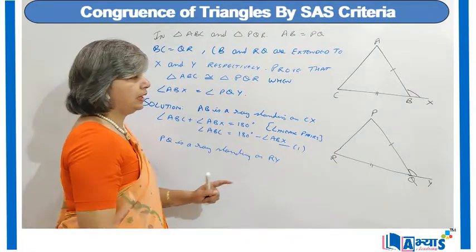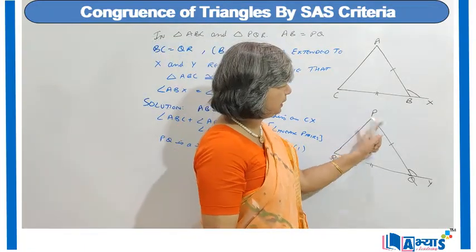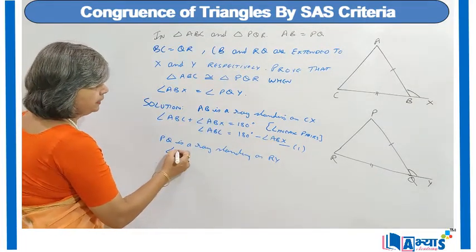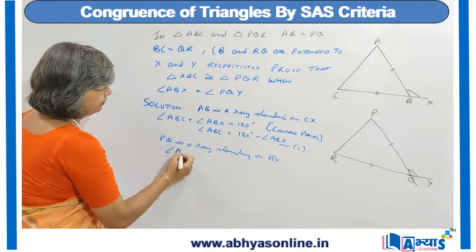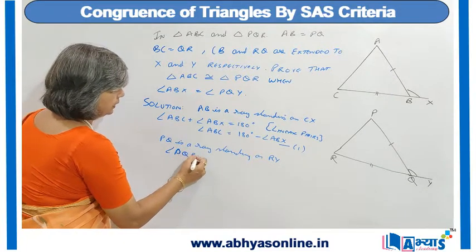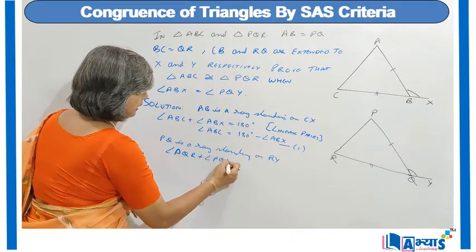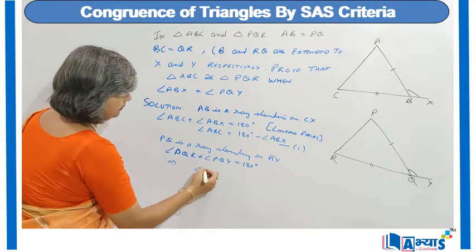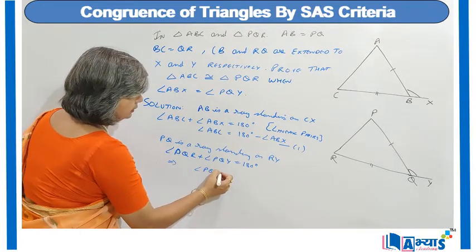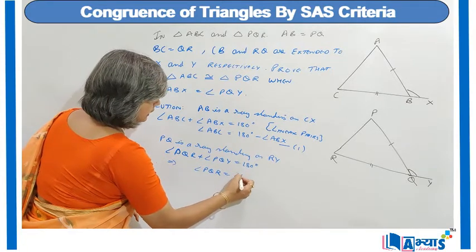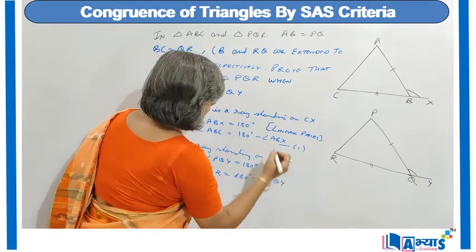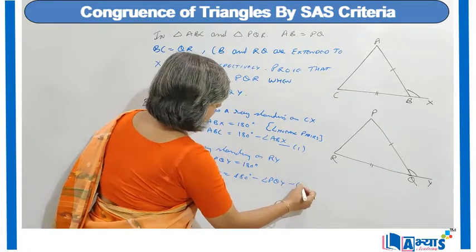And similarly, RY is a straight line and PQ is the ray standing on it. So angle PQR plus angle PQY is equal to 180 degrees, or this implies angle PQR is equal to 180 degrees minus angle PQY. Let us mark it as equation 2.